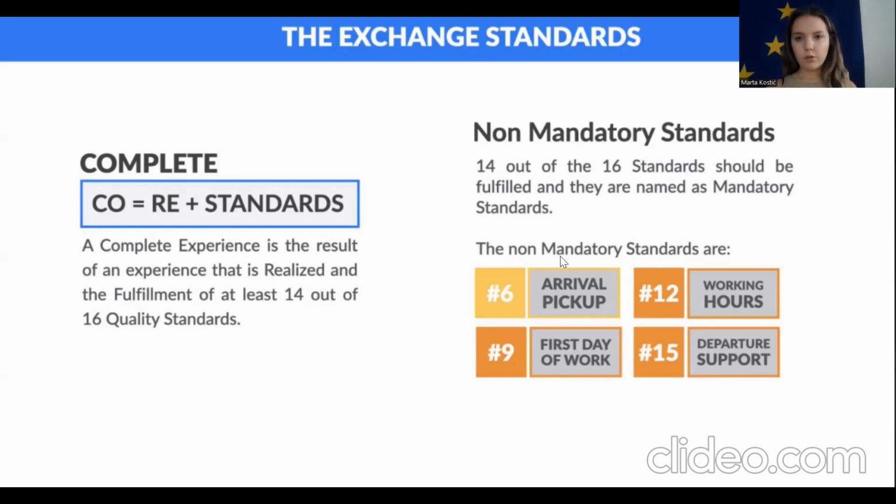Another thing: the only standards that could remain unfulfilled while he can still be completed are these four: arrival pickup, first day of work, working hours, and departure support. Those are the only standards that we cannot fulfill and he will still be completed. But of course, please, please, please always aim together with ICX to 100% fulfillment of our standards.